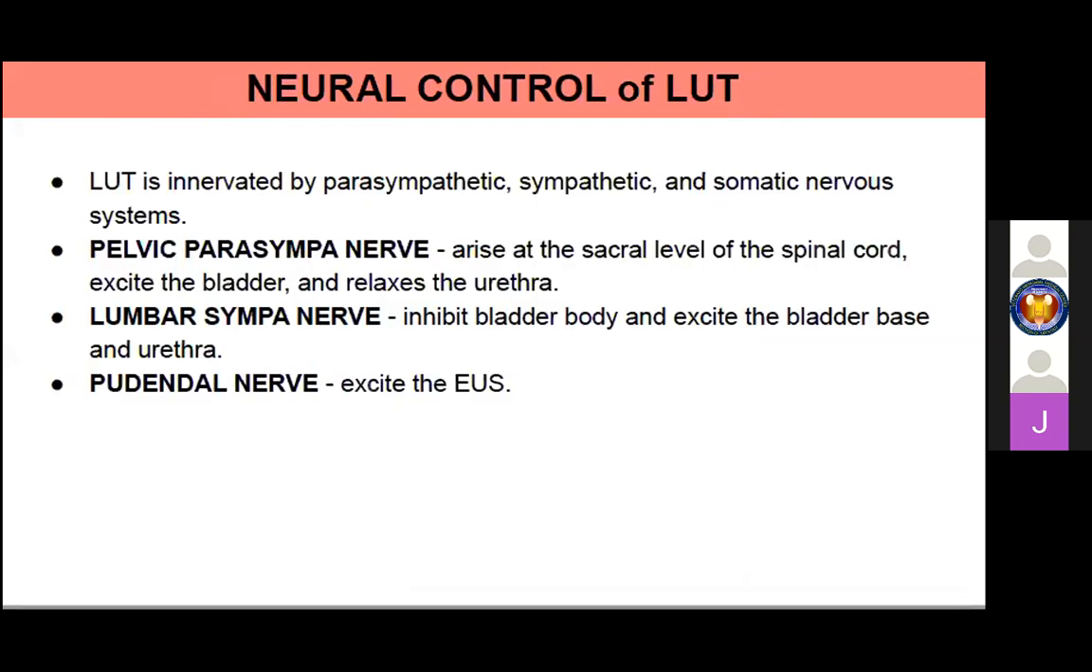In the neural control of the LUT, or the lower urinary tract, it is innervated by the parasympathetic, the sympathetic, and the somatic nervous system. The parasympathetic is innervated by the pelvic nerve, arises at the sacral level of the spinal cord, and excites the bladder and relaxes the urethra. The sympathetic part, which is the lumbar nerve, or from what I read, the hypogastric nerve, inhibits the bladder body and excites the bladder base and urethra. The somatic part, the pudendal nerve, excites the EUS.